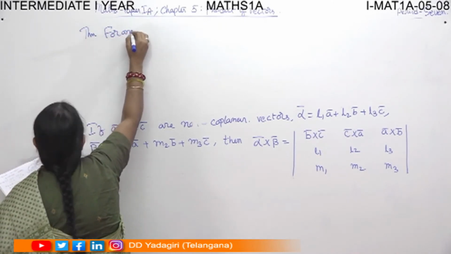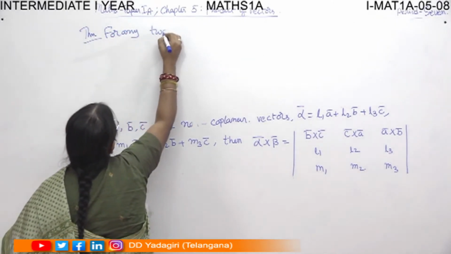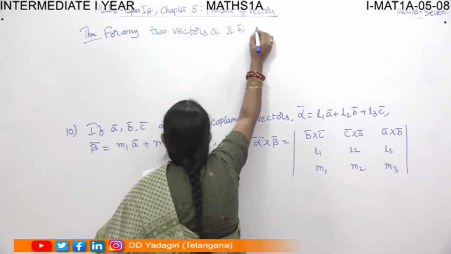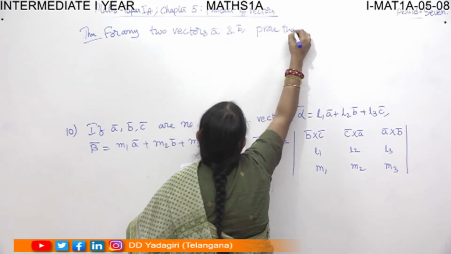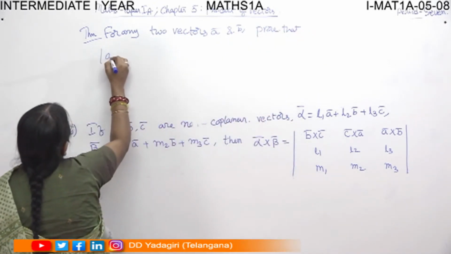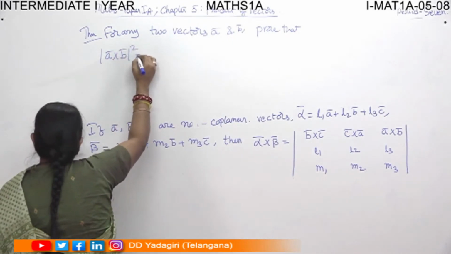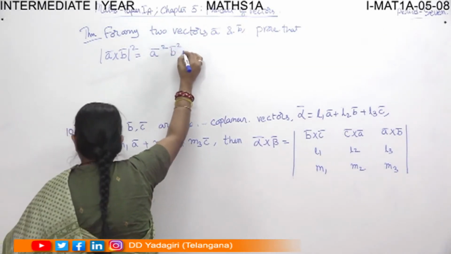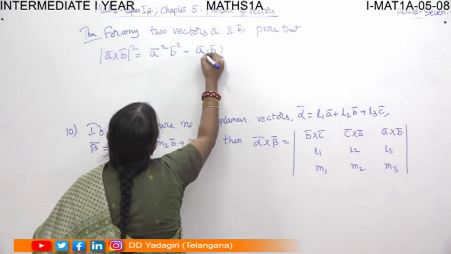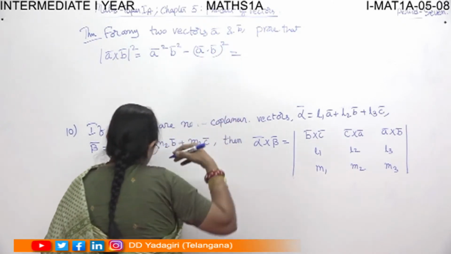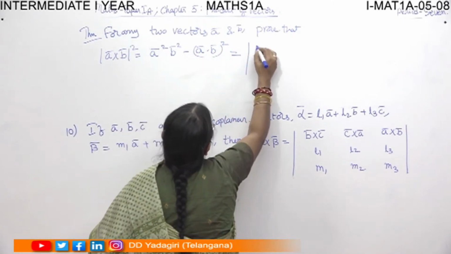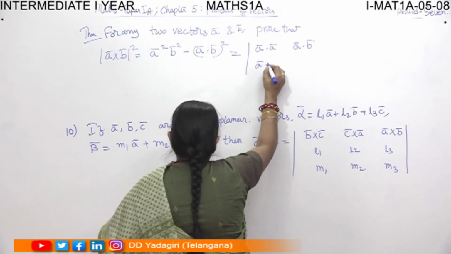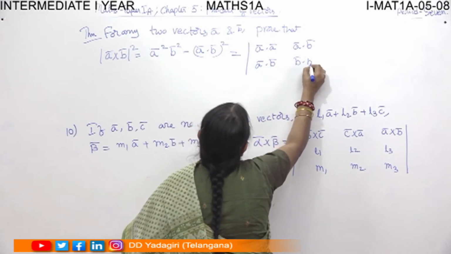For any two vectors A and B, prove that mod of A cross B whole square is equal to A square B square minus A dot B whole square. You can also write this as a determinant: A dot A, then A dot B, and then A dot B, and then B dot B.